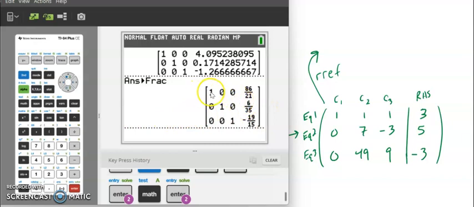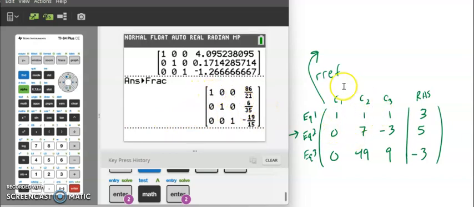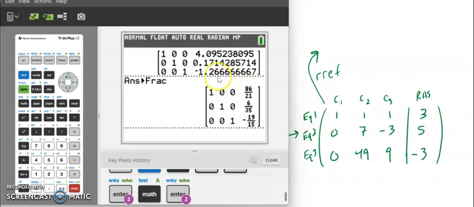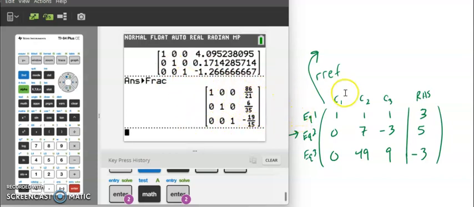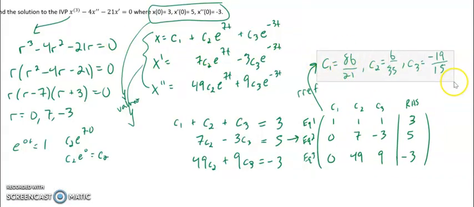Now, if you were to reverse engineer what we just did here with this matrix to go back to the equations, you would see that C1 is equal to this, and C2 is equal to this, and C3 is equal to this. And again, I way prefer doing this type of algebra with my calculator than doing it by hand. So I'm going to write those down. All right, here they are right here. I have my C values, and I got them from doing my RREF.